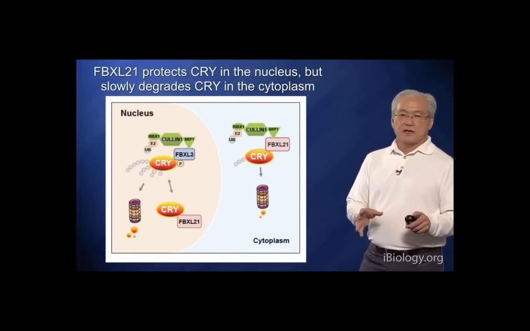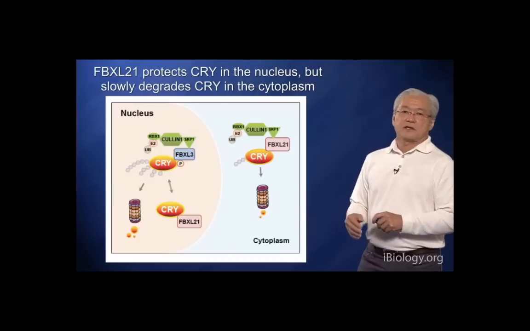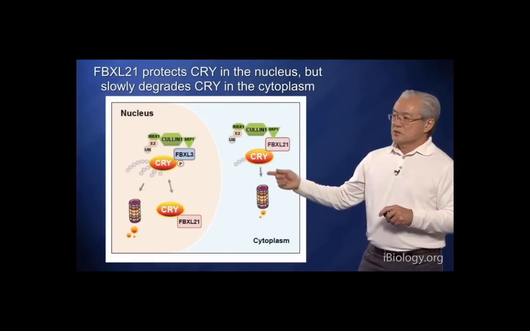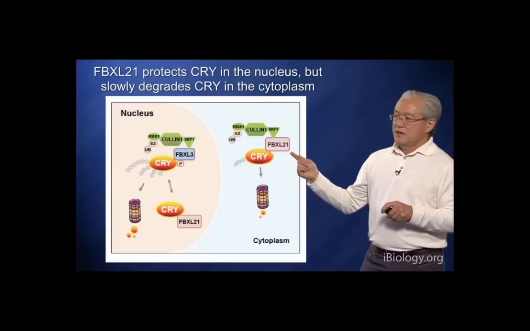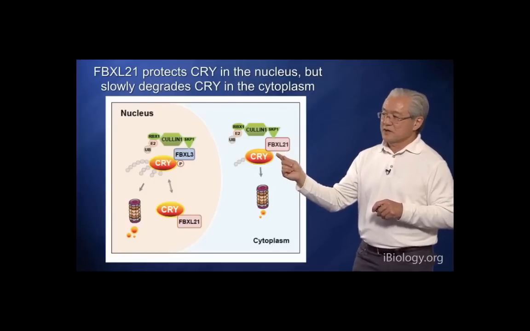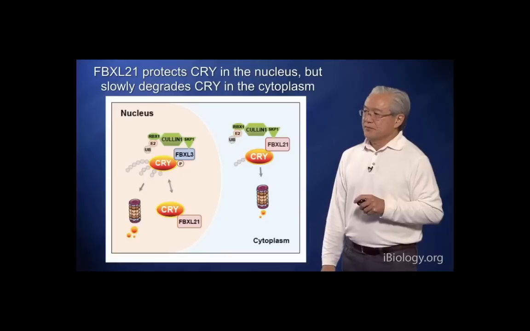21 protects cry. FBXL3 promotes cry degradation in the nucleus. So they're counterbalancing there. But the surprise is in the cytoplasm: FBXL21 still degrades cry, but it does so more weakly than FBXL3.